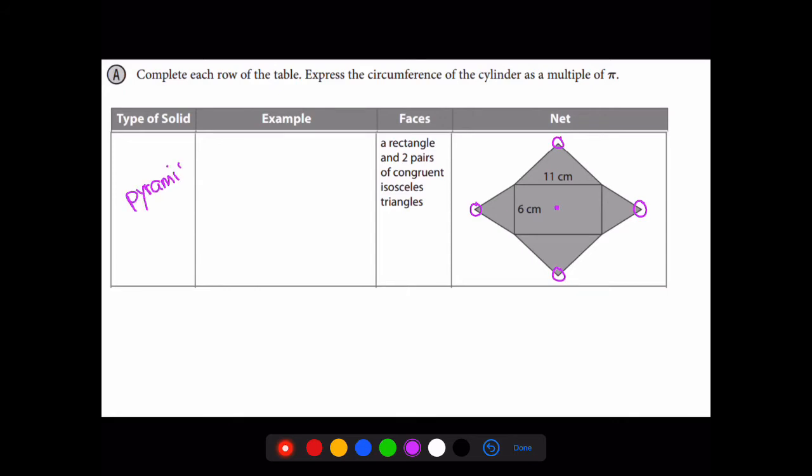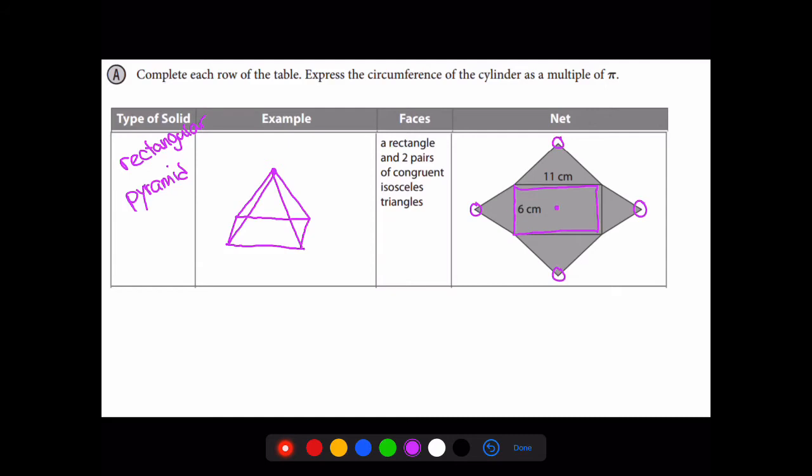But let's go ahead and be more specific than just pyramid. If I look at the bottom of the pyramid, we have a rectangle, so this would be a rectangular pyramid. If I want to draw an example of this, I draw a rectangle. I'm going to draw it sideways, kind of like a parallelogram. Then I'm going to put 1 point on the very top. From here, I just draw all of my lines to this point. And there's our rectangular pyramid. And that's it.